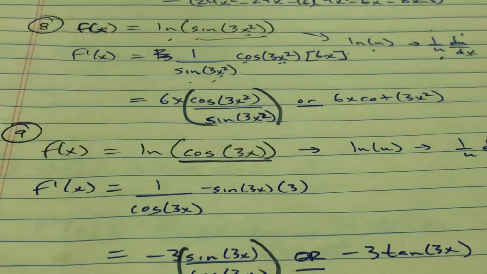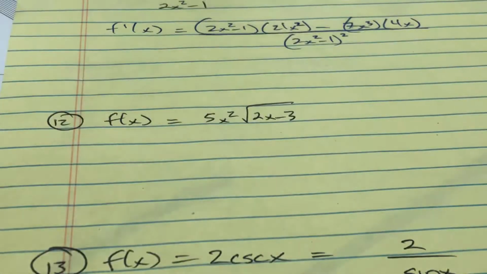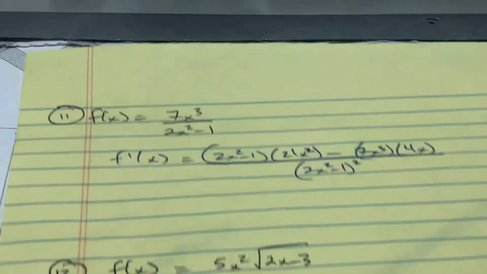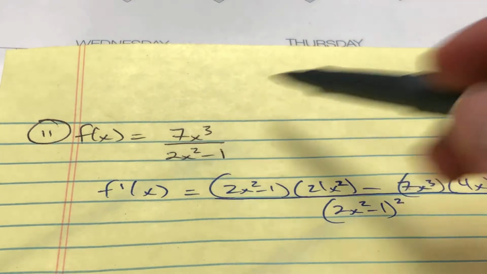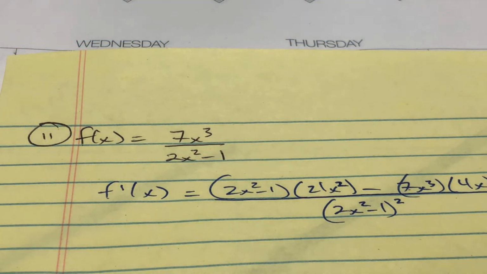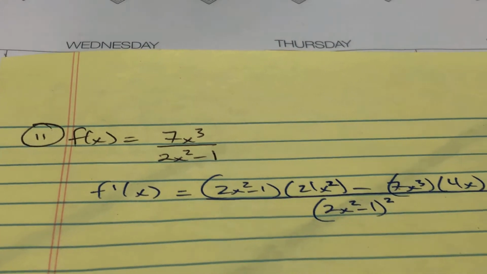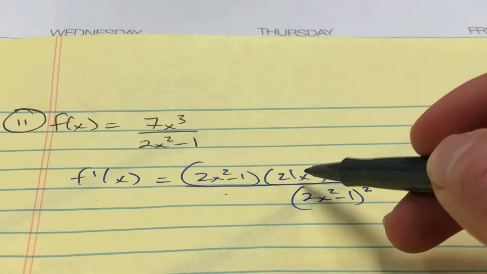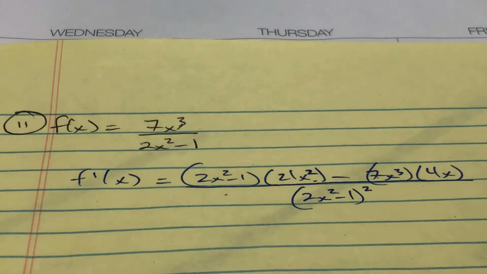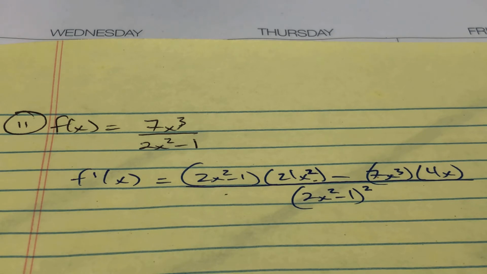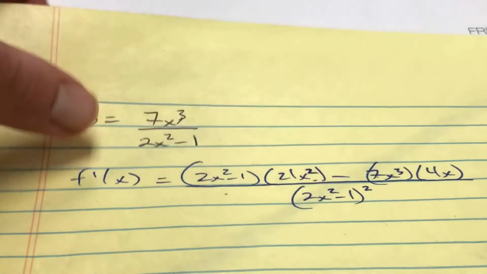All right. Let's keep going here. Didn't write all of these answers out. Take a look at 11, quotient rule here. So you got 7x to the third divided by 2x squared minus 1. Low, denominator, 2x squared minus 1 times derivative of high, 21x squared, minus high, 7x cubed, d low, derivative of 2x squared minus 1 would be 4x, all over the square of what's below.